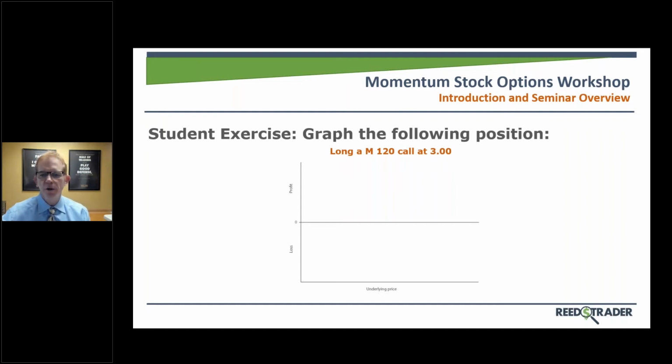We should have drawn a vertical line at 120. Below 120, we would lose the debit of $3. Our break even would be 120 plus the debit, or 123. And above 123, we make an unlimited amount of profit. That's what your graph should look like.